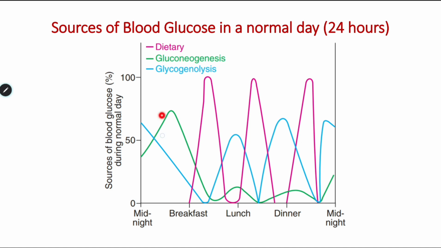This graph just shows the sources of blood glucose. Postprandial, that is after meals, the dietary carbohydrate is the main source of blood glucose. In between meals, glycogenolysis is the main source of blood glucose. And in case of fasting beyond 8 to 10 hours, which is generally the overnight fast, gluconeogenesis is a significant contributor of blood glucose.